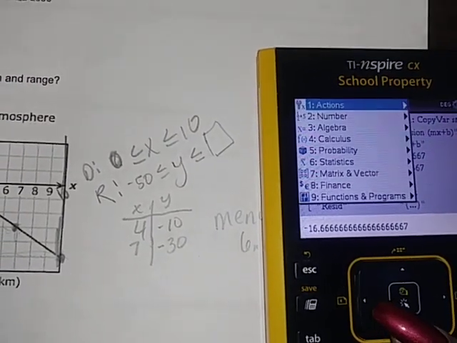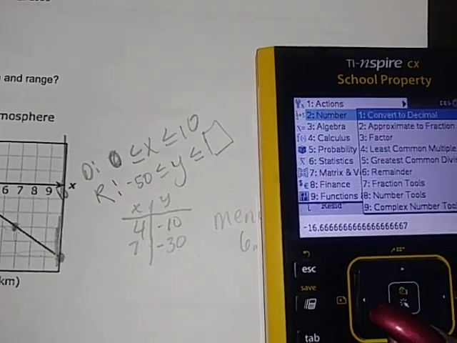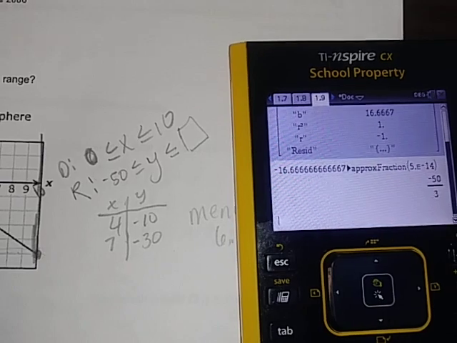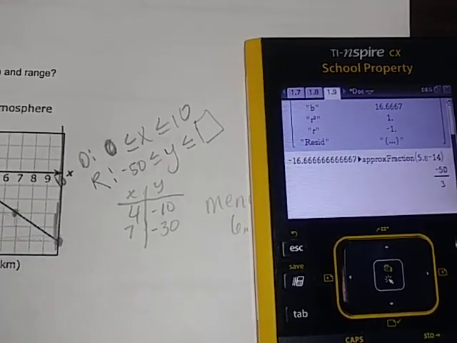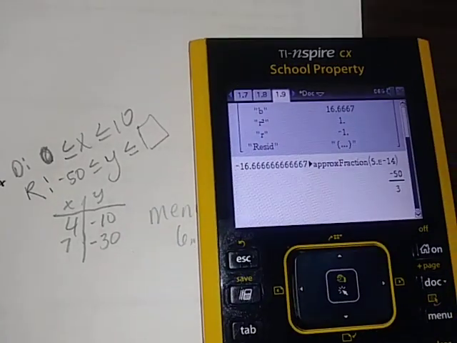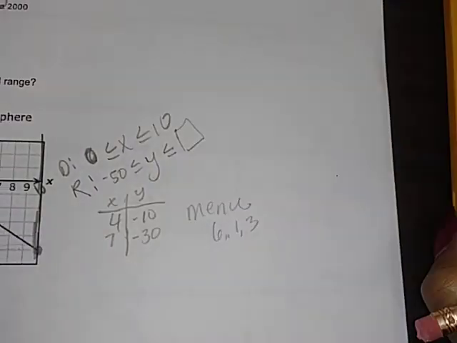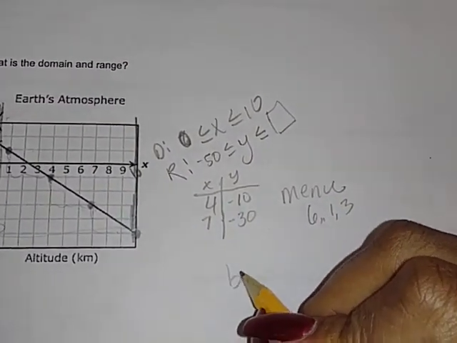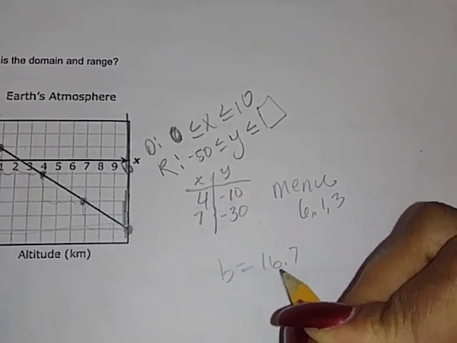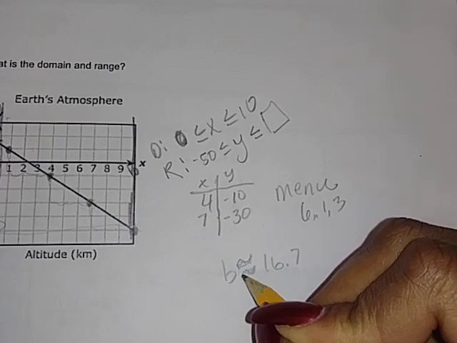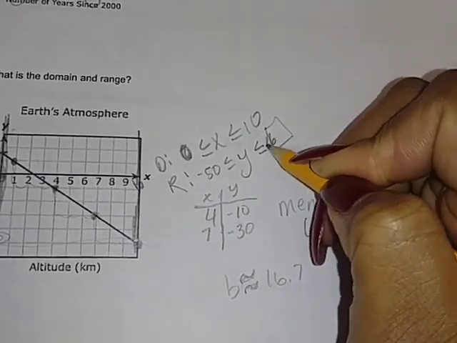7, menu, number, make it a fraction, enter, -50/3. That was menu 2-2. That's what we call that, make it a fraction. So B, 16.7 approximately. So you would put 16.7.